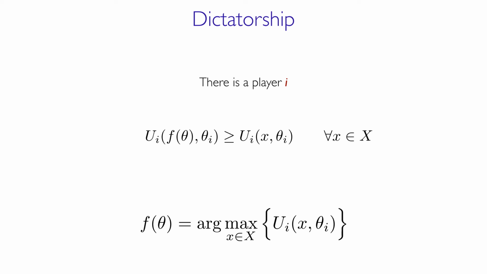A social choice function is called dictatorial if it returns an outcome that is always the best for a player, for a single player. And such a player is called dictator. In other terms, we can define a social choice function as the maximization of the utility of the dictator.